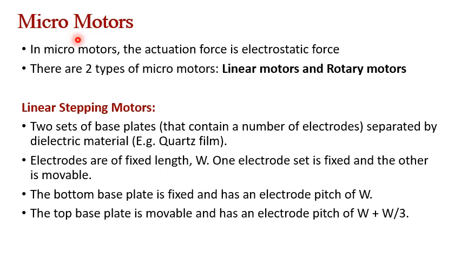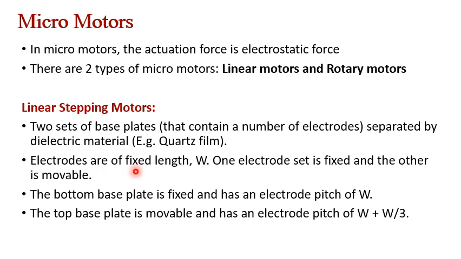The next type of actuator is the micromotor. In a micromotor, the actuation force is based on electrostatic force. The basic principle is the sliding force generated by a pair of energized misaligned plates. There are basically two types of micromotors, linear motors and rotary motors. The first one is the linear stepping motor. A linear stepping motor consists of two sets of base plates, and each base plate consists of a number of electrodes. The base plates are separated by a dielectric material such as a quartz film.